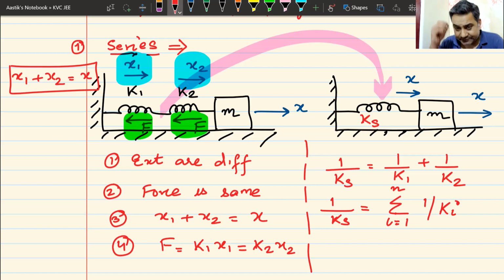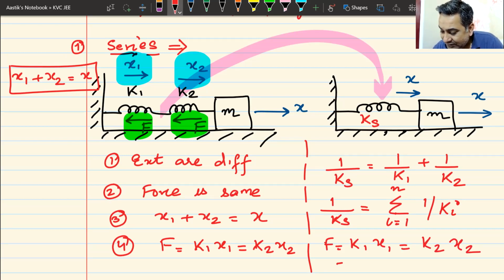Also remember that F, which was equal to K1 into X1, which is also equal to K2 into X2, you can also write as equal to Ks multiplied by X. All these three quantities are same. I hope you are able to understand it.